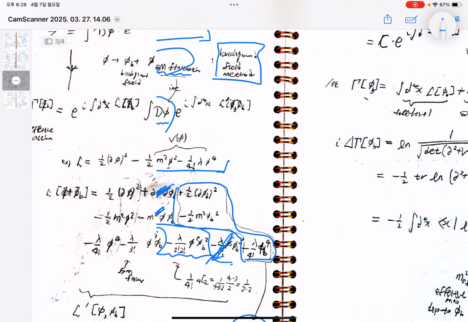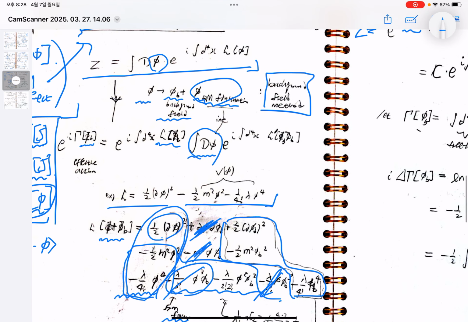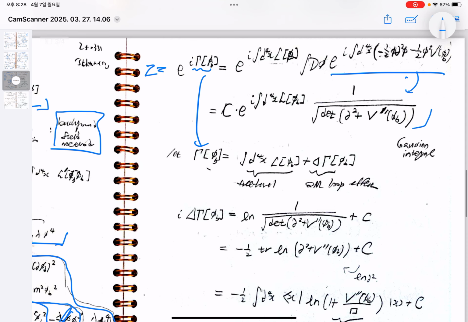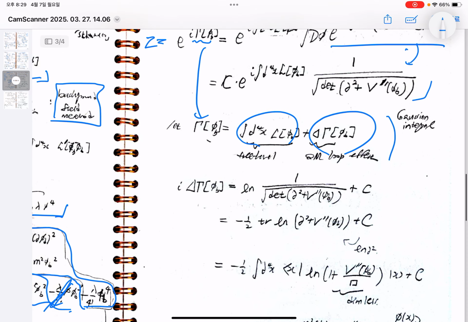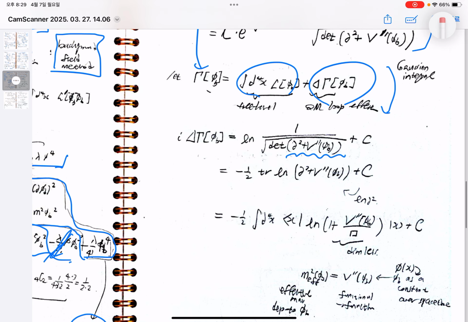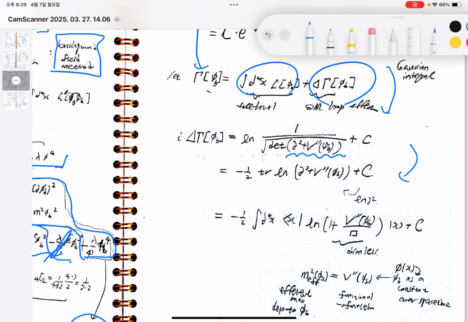So this is the generating functional, and the effective action can be obtained from the exponential of this. Here is the effective action now. If we decompose the effective action into the tree-level terms and the quantum loop effect, then the quantum loop effect is taken by the log of the one over the root of the determinant for the quadratic term. And by exchanging the log and the determinant, it becomes a factor of one half times the log here.